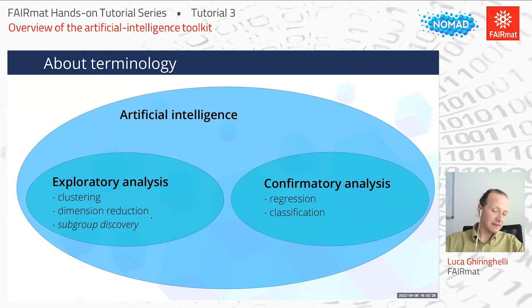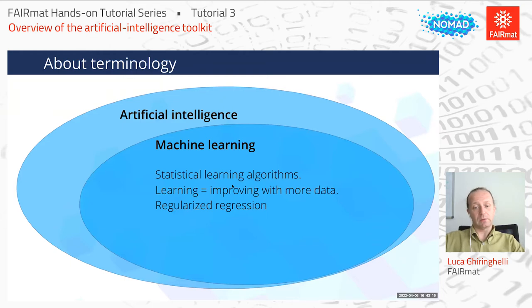The exploratory analysis is a little bit of the less wanted child of artificial intelligence. It uses methods such as clustering, dimensional reduction, subgroup discovery, outlier detection, I should have put, that do not use any training label in the data. They just look at the structure of the data. We have a couple of tutorials on that, made by Luigi, by the way, that will teach you the basics of this fascinating part of artificial intelligence. Now I removed that classification, because machine learning could be both exploratory and confirmatory analysis.